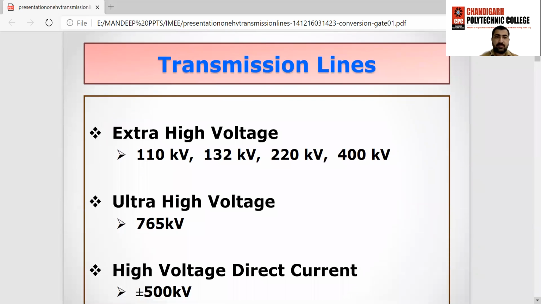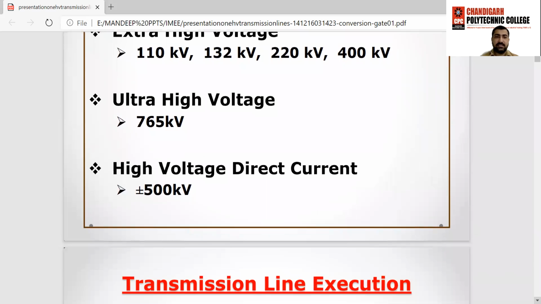The next is extra high voltage. Extra high voltage means 110 kV, 132 kV, 220 kV or 400 kV. Ultra high voltage means 765 kV. These are categorized according to voltage range. The next is HVDC, high voltage direct current transmission, about plus minus 500 kV.